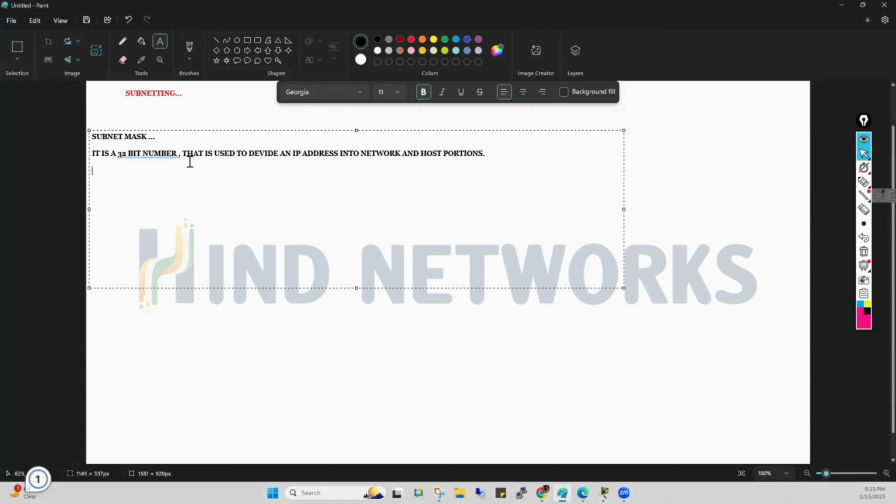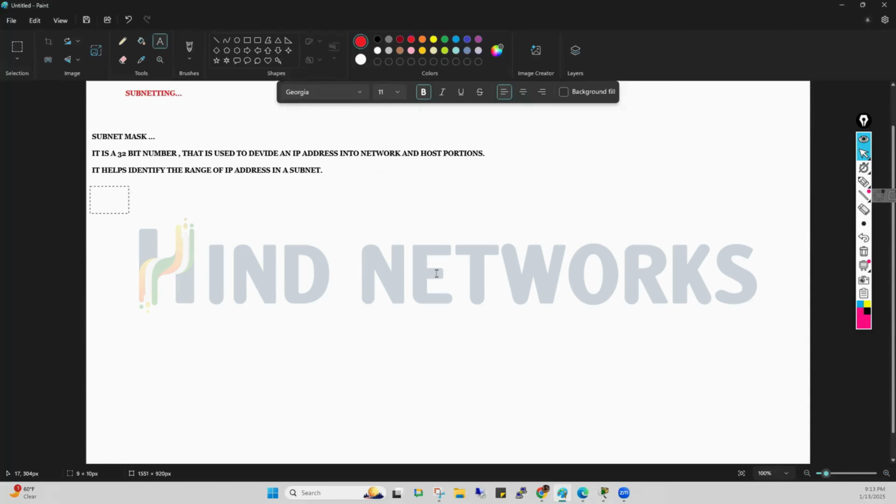Everyone. One more thing, it helps identify the range of IP address in a subnet. Okay. Now, point number two about the subnet mask that you need to remember: how subnet mask we can represent, how we are writing the subnet mask. So first point you need to understand, this is written in dotted decimal.